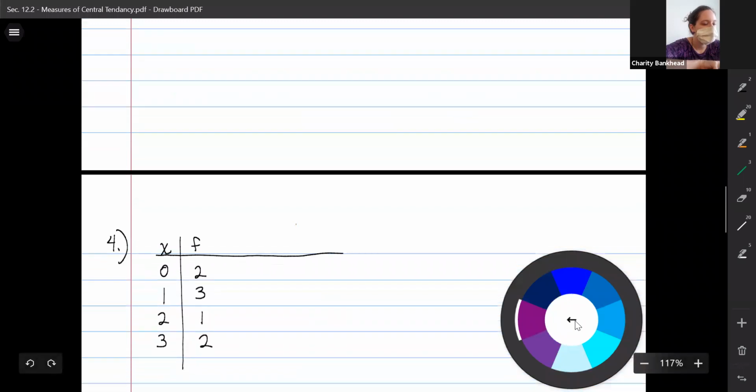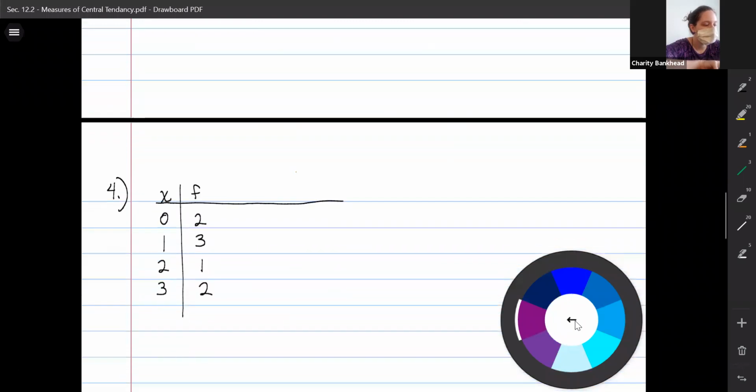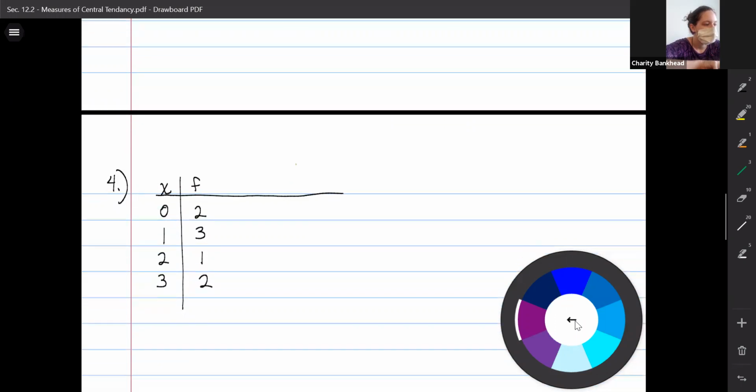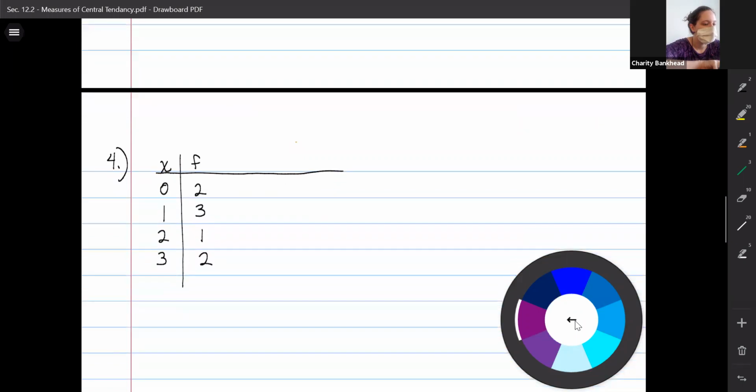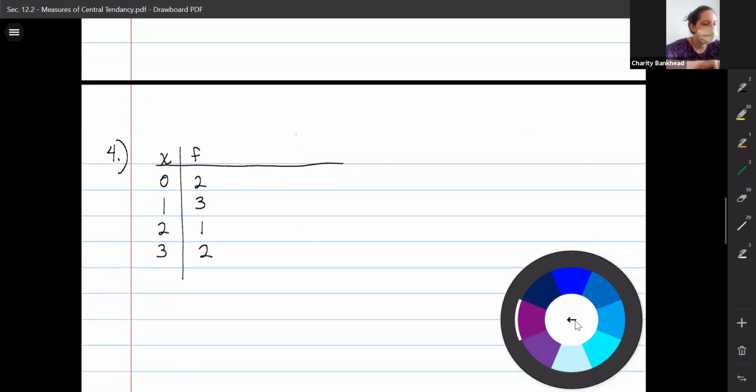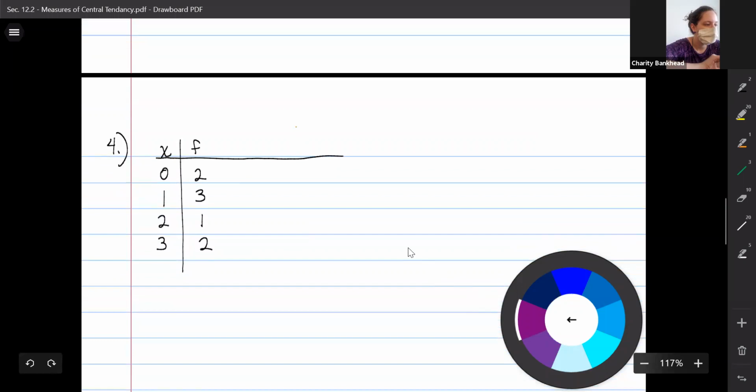All right, number 4 is a frequency table. F stands for frequency. All right, so what this frequency table is telling me is that my data set consists of 2 zeros, 3 ones, 1 2, and 2 3s.